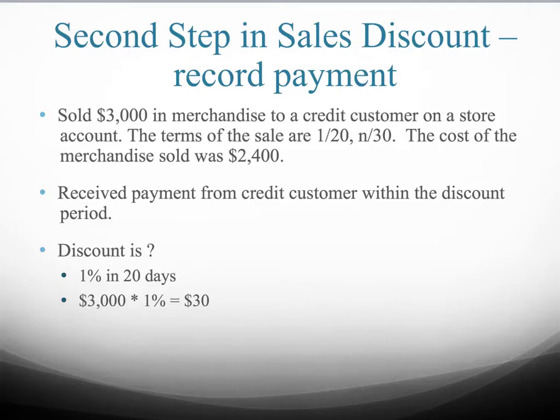We're going to assume now that we received the payment from the customer within the discount period. What is that discount? How do we calculate it? Well, the terms were 1/20, net 30, which means 1% in 20 days, or all of it in 30 days. If we are actually receiving the money from the customer within the discount period of 20 days, we're going to take 1% of $3,000. Their discount is equal to $30.